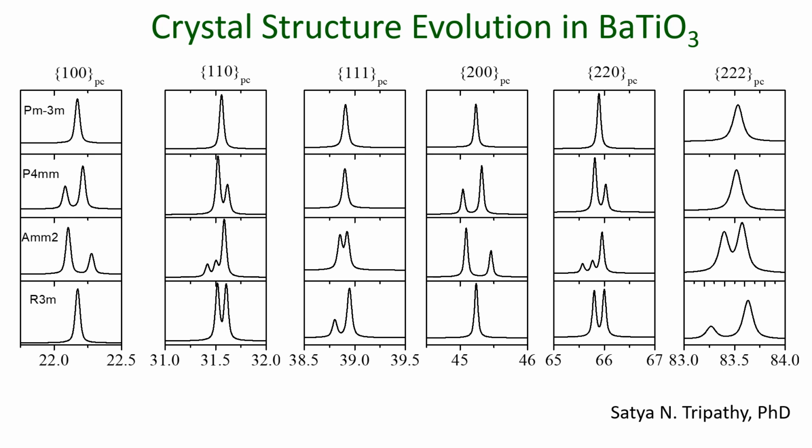But this will reverse when you go to R3M. The 111 peak at 39 degrees will be a doublet, and the 200 reflection will be a singlet. Another interesting feature is the 100 pseudocubic reflection for orthorhombic AMM2. You can see the 110 peak is a triplet, and the same thing will happen around 220 pseudocubic.